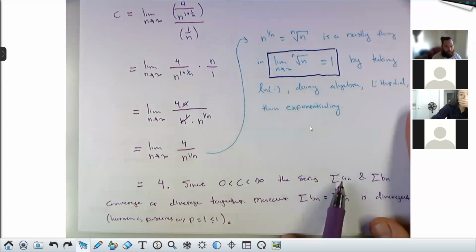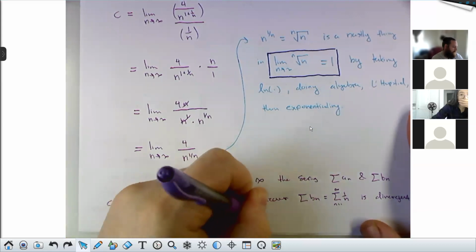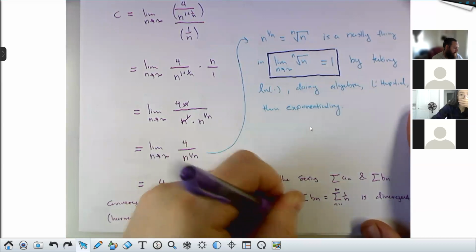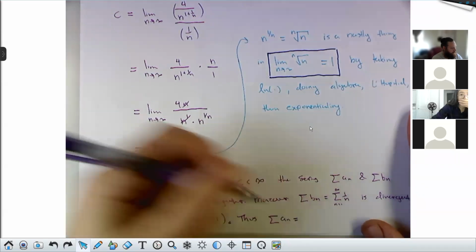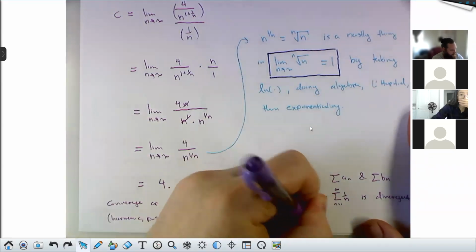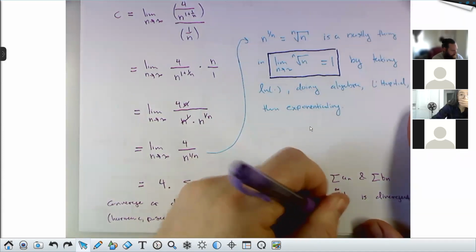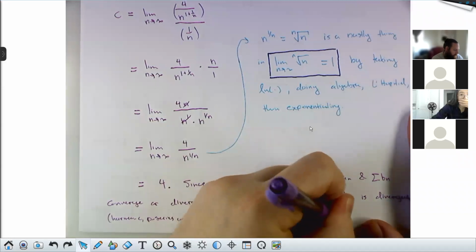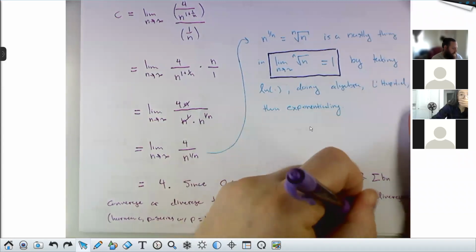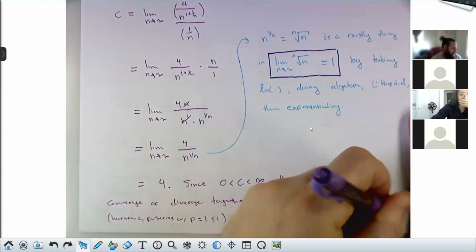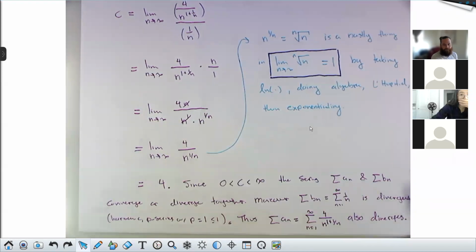So my series sigma an and the series sigma bn, which is the harmonic series, do the same thing, plus our series sigma an, which is sigma n from 1 to infinity, 4 divided by n to the 1 plus 1 over n, also diverges. Very cool.